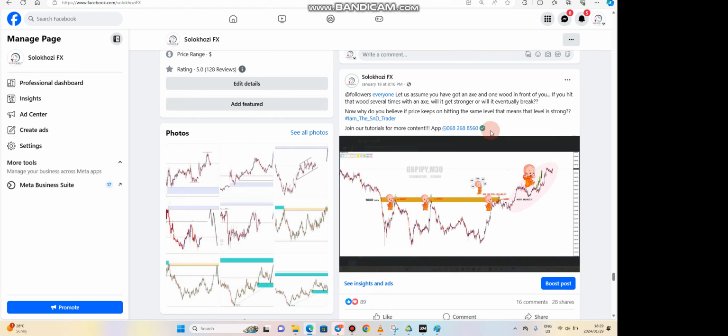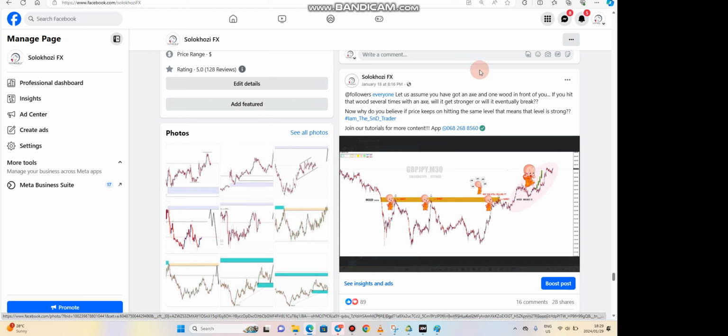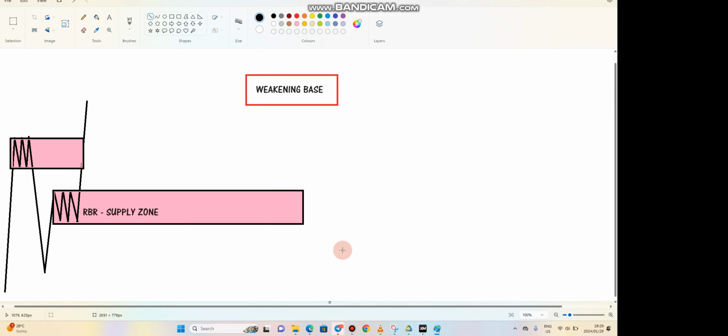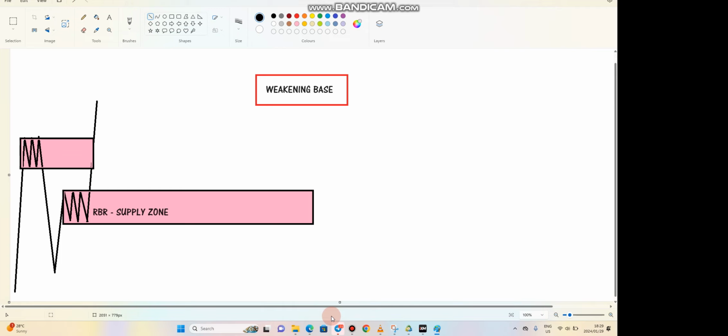So I just want us to dip in a bit, looking at the very same pair, the GBPJPY. So yes, let's just roll on. In basic forms, this is how it looks. This is our base, and we actually call it a weakening base.